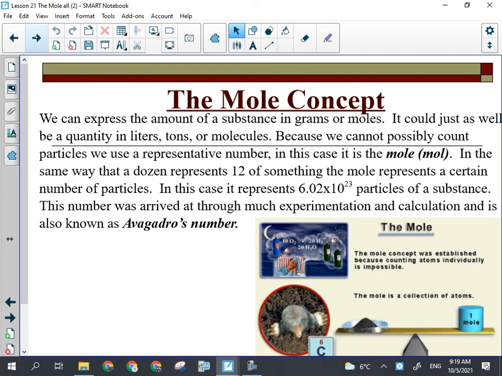If I have 6.02 times 10 to the 23 atoms of lithium, it'll have a mass of 6.941 grams, because lithium atoms are bigger. Everyone kind of follow me there? All right, so that's what the mole does. It represents a fixed number of something, in this case, 6.02 times 10 to the 23. Everybody okay with that idea? That's what the mole is.